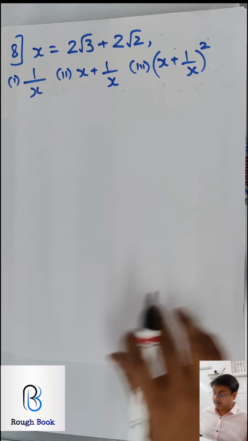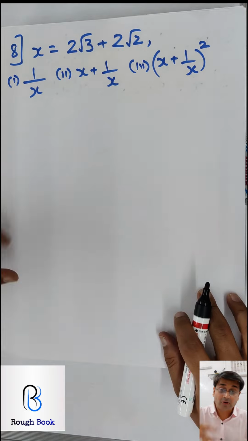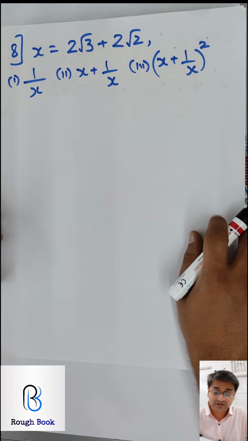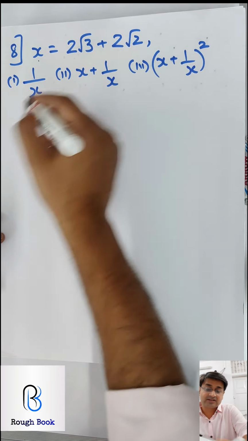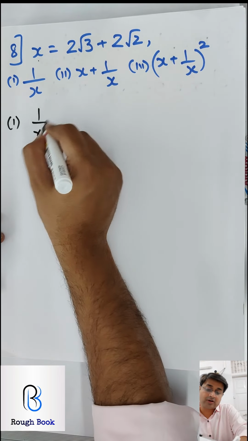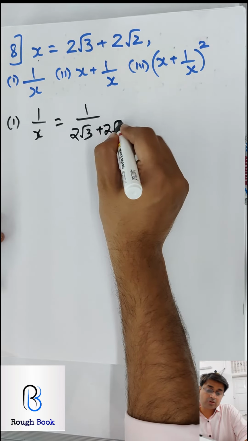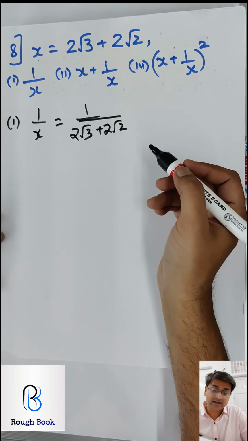Let's see if you can handle it. Sum number 8. Come on, pause and try on your own. You think you're smart. I am sure you are. So let's do it. So 1 by x is what they want first. So 1 by x means 1 by 2 root 3 plus 2 root 2. Yeah, that's 1 by x.